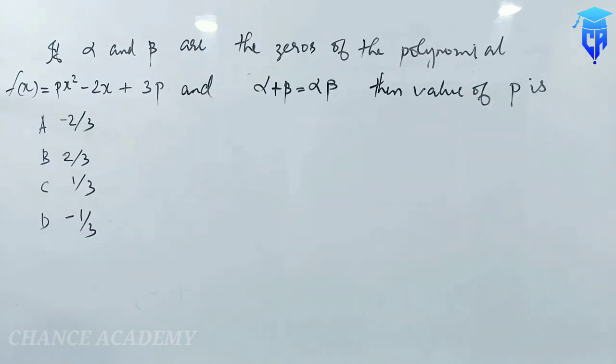Next question, it's from polynomials. Again an MCQ. If alpha and beta are the zeros of the polynomial f of x is equal to px square minus 2x plus 3p and alpha plus beta is equal to alpha beta, then the value of p is, that's the question. So we know the relationship between coefficients and sum of zeros and product of zeros.